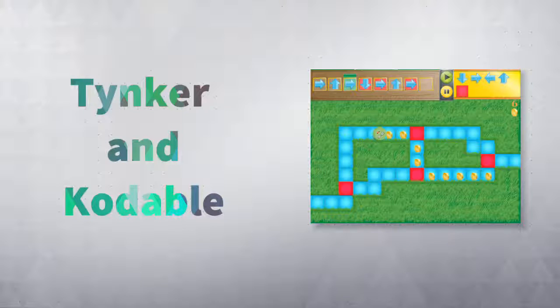So Tinker and Codable are great for young students. You can actually go in as a teacher and make lessons, and then you choose your lessons based on the math standards that you are trying to teach. You can see, if you look at the picture here, how basic it is to make your sprite move, and kids love it. It's fun, and it's a great way to teach sequencing and a lot of different math skills.